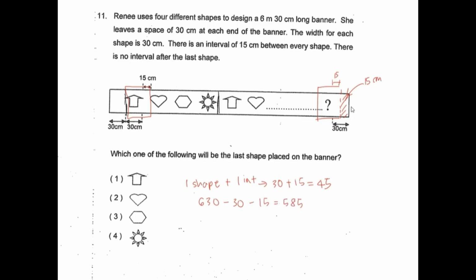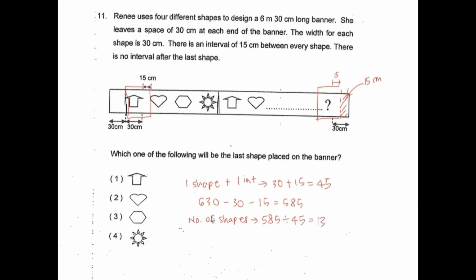Now I take 585 and divide by the group of each shape and each interval, which will give me the number of shapes. You can write number of groups or number of shapes. Number of shapes will be 585 divided by 45. Do the working, you should get 13. So there are 13 shapes.